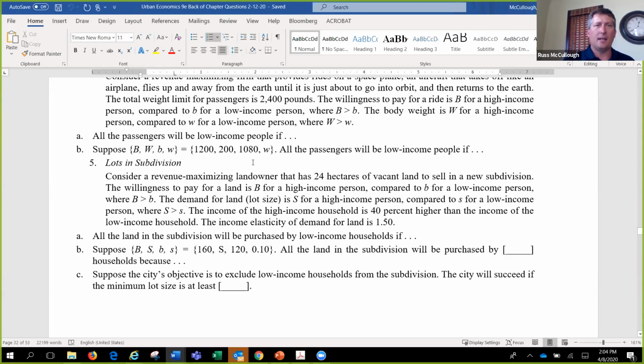we've got a revenue maximizing landowner. So let's start with that. I thought we were trying to maximize profits. So right away, this to me starts off with a little ringer here with revenue. Consider a revenue maximizing landowner that's got 24 hectares of vacant land to sell in a new subdivision. What do you think on that? What's your thoughts? A revenue maximizer.